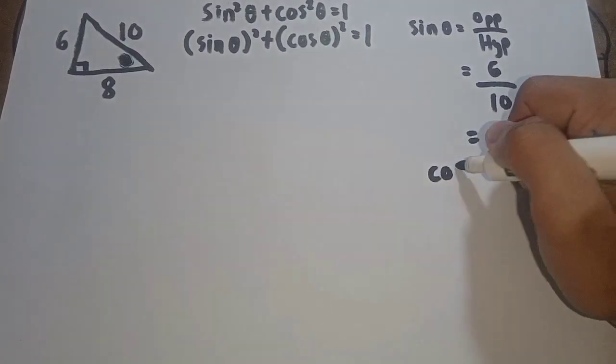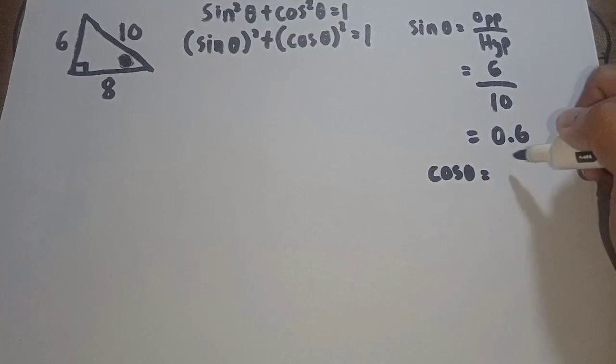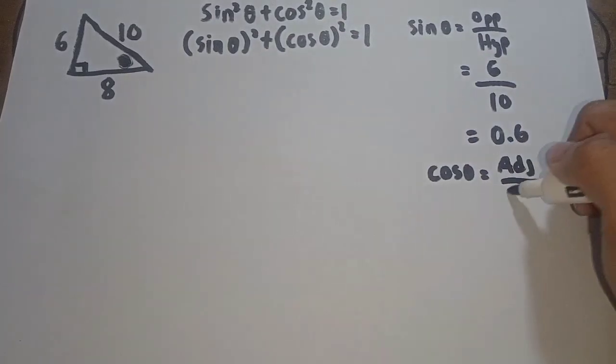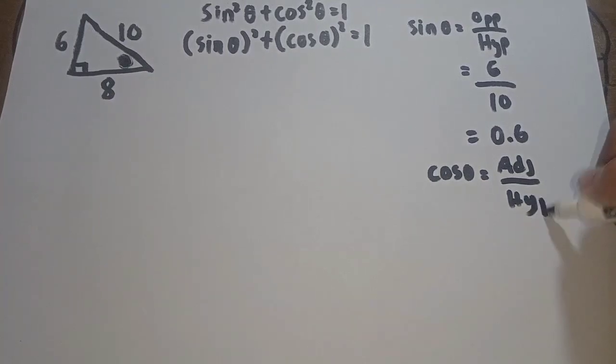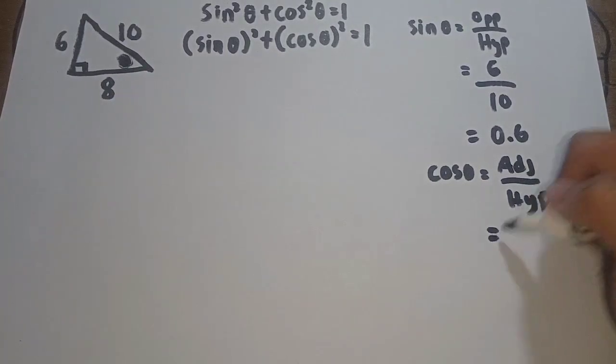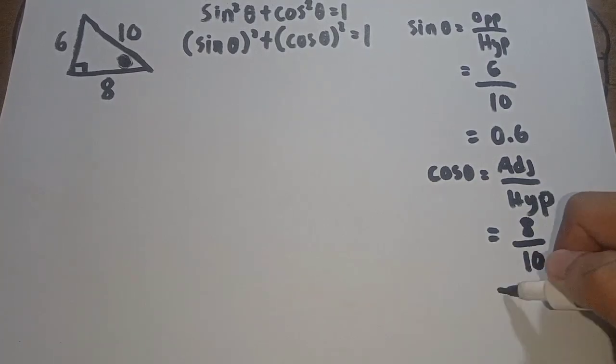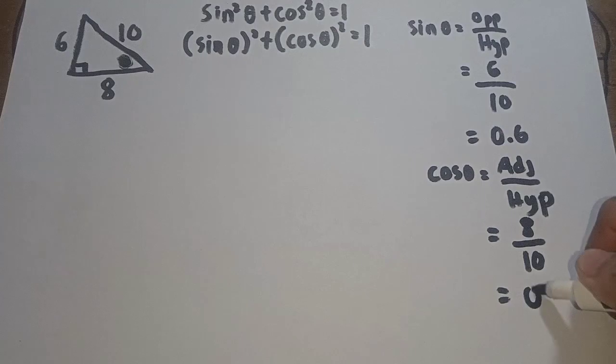How about our cosine theta? Cosine theta is equal to adjacent over hypotenuse. The adjacent is 8 and the hypotenuse is 10. 8 over 10 is 0.8. Therefore, the value of our cosine theta is 0.8.